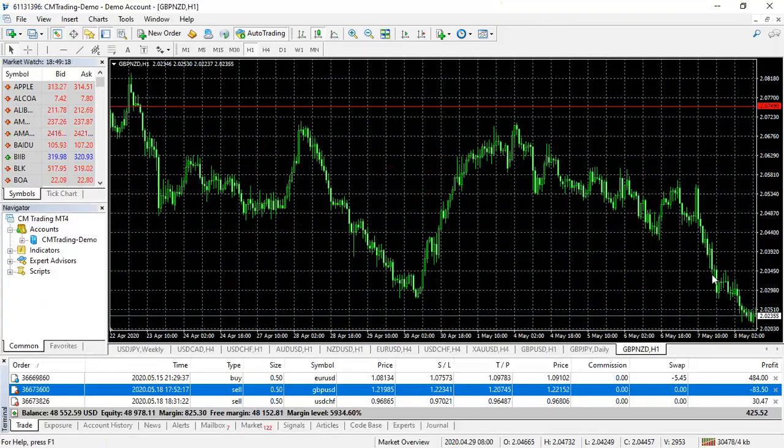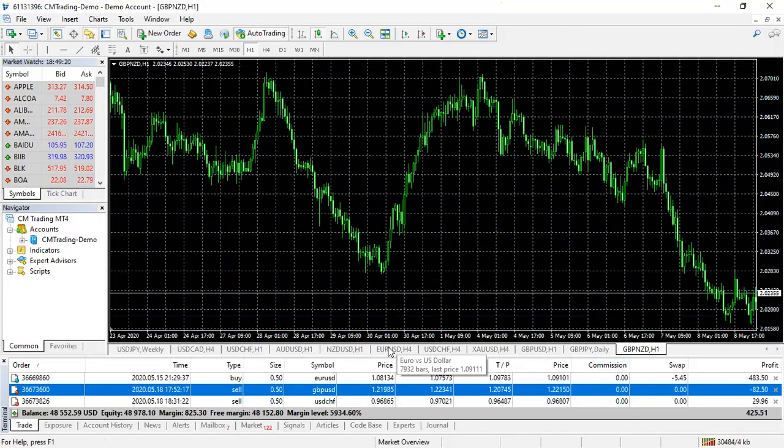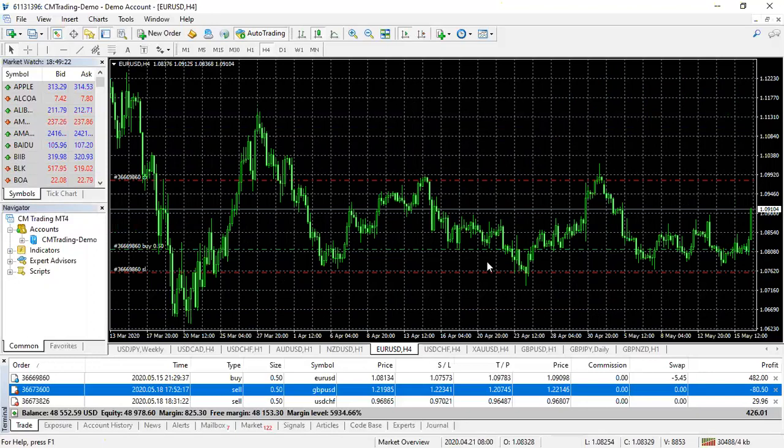So this is what we call a ranging market. Then a consolidation is something like this. In any market, we can trade the market, and we know where the market is likely to move to. Okay.